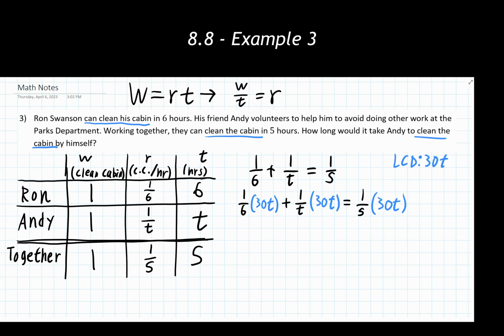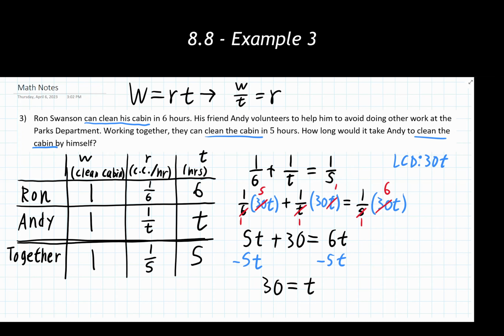So now I'm canceling things out. The first one, the 6 and the 30 can cancel. 30 becomes 5, 6 becomes 1. Second part, the two t's cancel, they each become 1, nothing happening there. And our last one, the 5 cancels to a 1, the 30 cancels to a 6. I'm getting my new equation of 5t plus 30 is equal to 6t. Again, I'm solving for t, so I need to subtract 5t from both sides. I'm getting that 30 is equal to t.